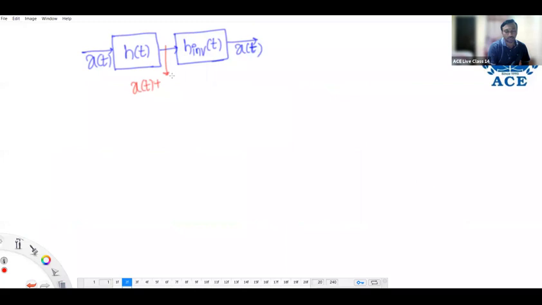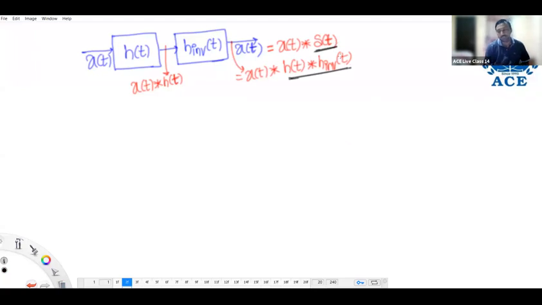x(t) convolved h(t). But what is the output of the second block? x(t) convolved h(t) convolved h inverse of t. This entire answer must be equal to x(t), which means it can be adjusted as x(t) convolved delta(t). So what is the conclusion? h(t) convolved h inverse of t is delta(t).